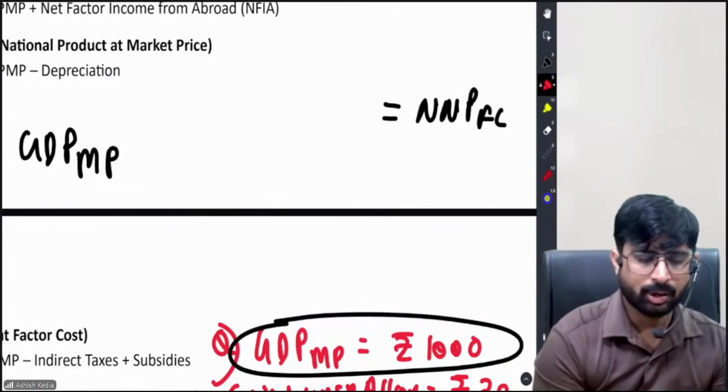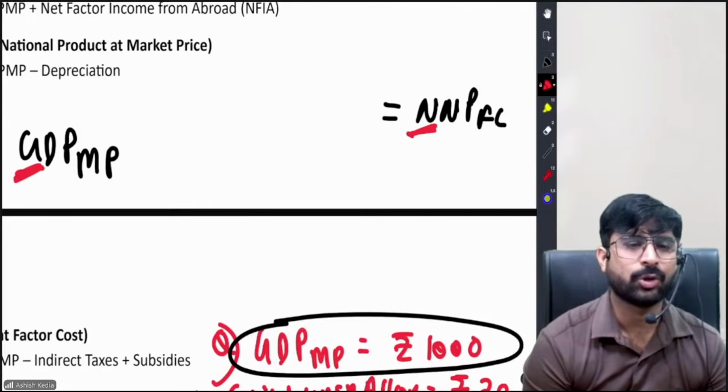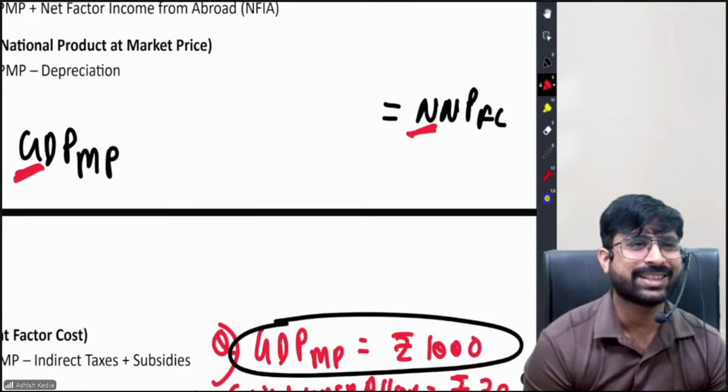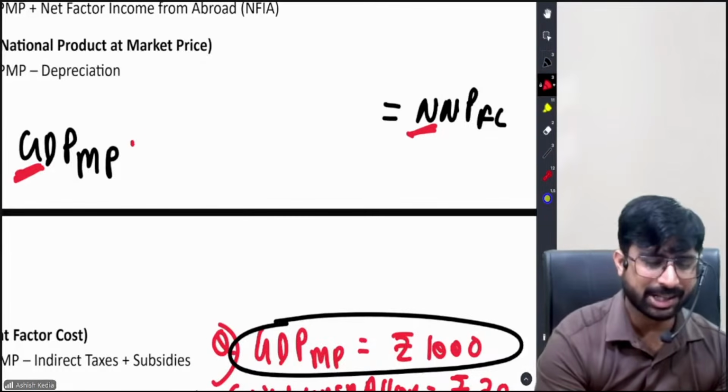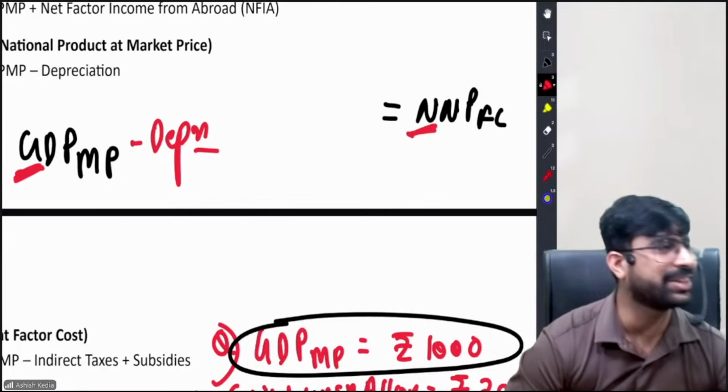Now, from gross, if you want net, what do you do? To reach from gross to net, what do you do? Deduct depreciation. So from gross to net, you deduct depreciation.